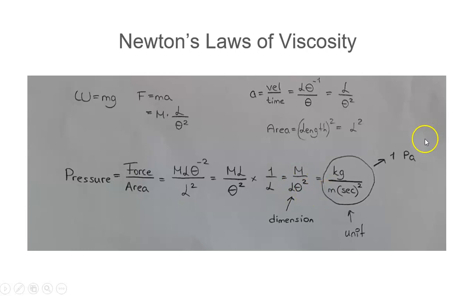So 1 Pascal, or the unit of pressure, can also be given as kilogram per meter per second squared. This can also be given as the unit of pressure, and that is equal to 1 Pascal. So you can see we have the dimension of pressure right here, and then the unit of pressure right here.